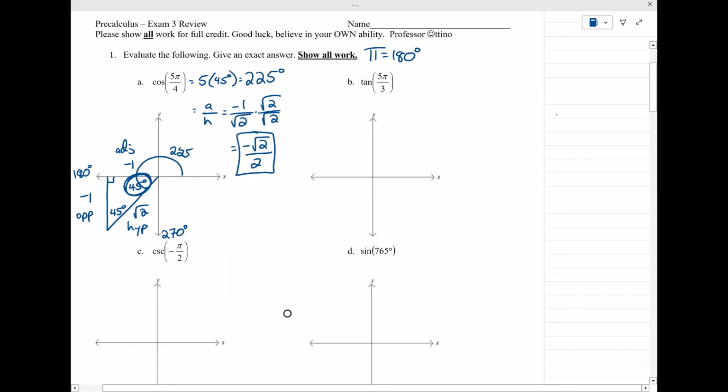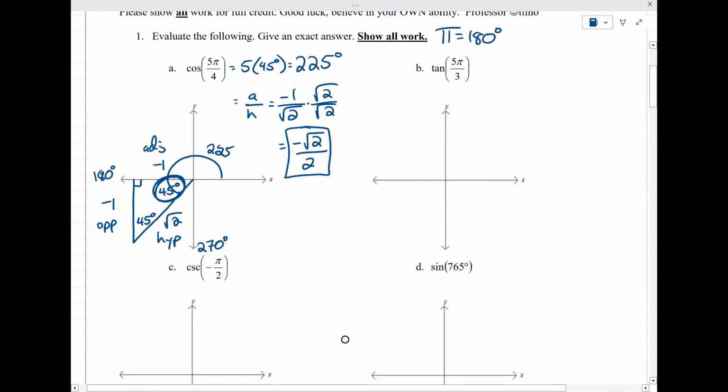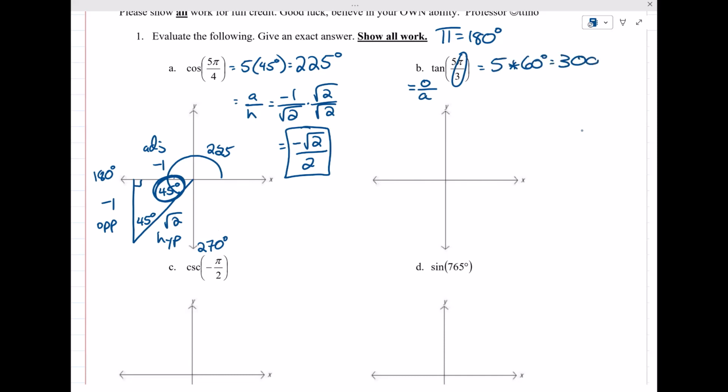For the second one, the tangent, if you remember tangent, that's opposite over adjacent. Pi over 3 is 60. So this is the same thing as 5 times 60, or 300 degrees. 300 degrees is past 270, but not quite at 360. This would be 300 degrees, giving us a reference angle of 60, which means this other angle is 30.